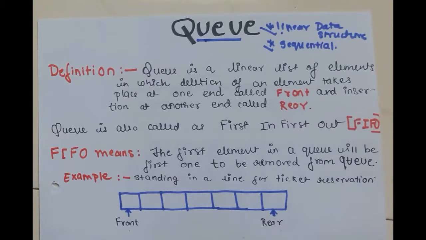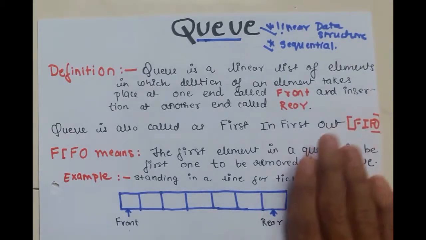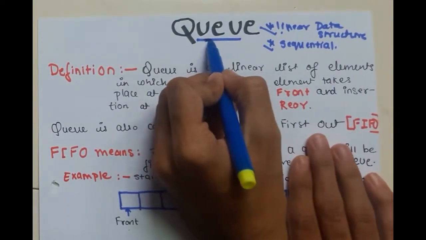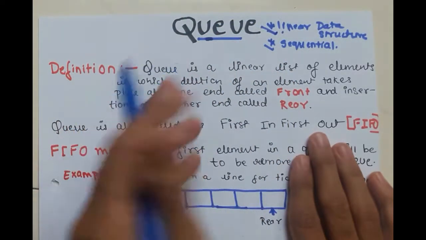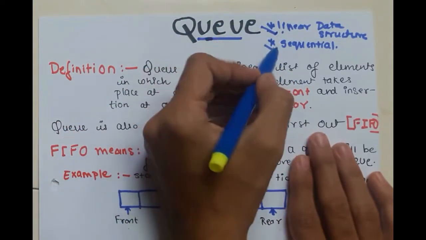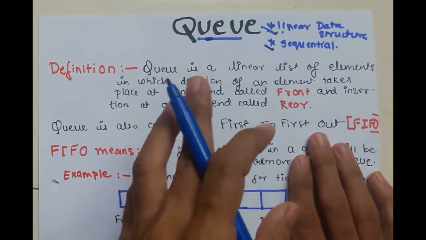The next topic in data structure is queue. Like stack, queue is important for storing data, and queue is a linear data structure. Also, the elements in queue are stored in a sequential manner, like stack only.